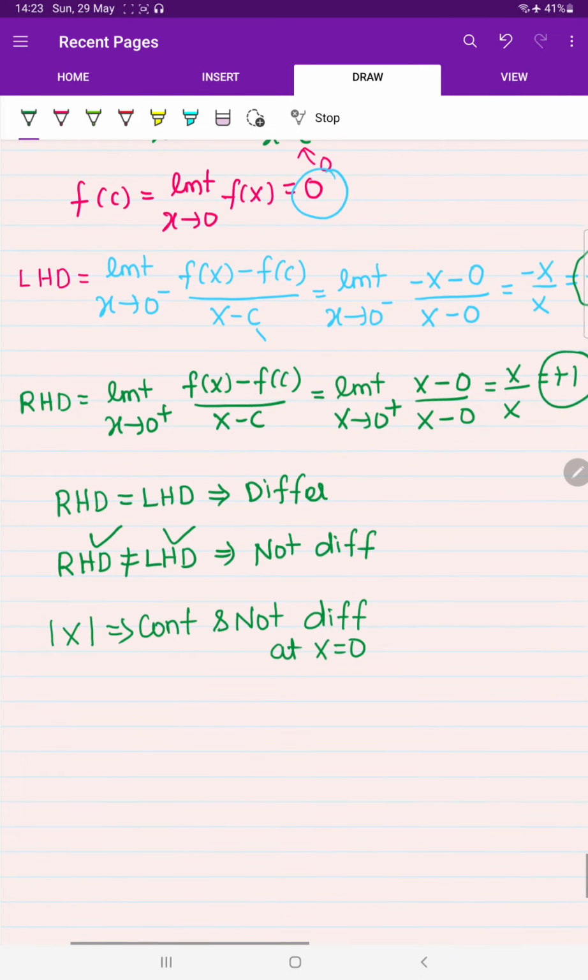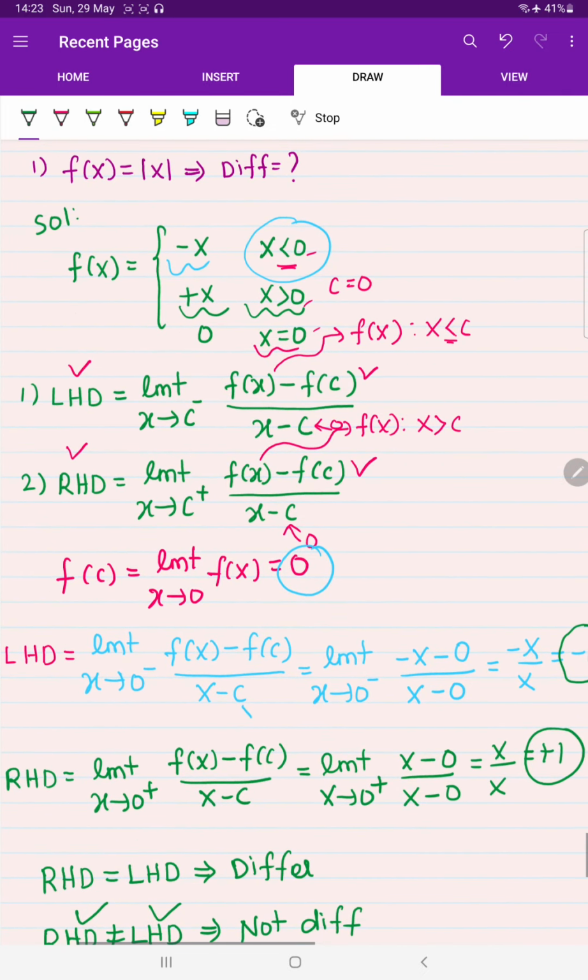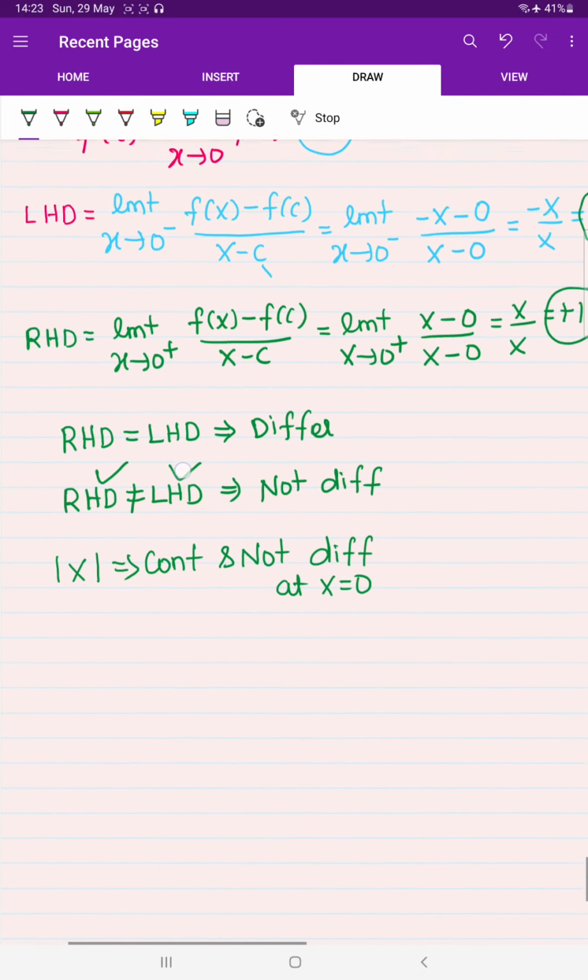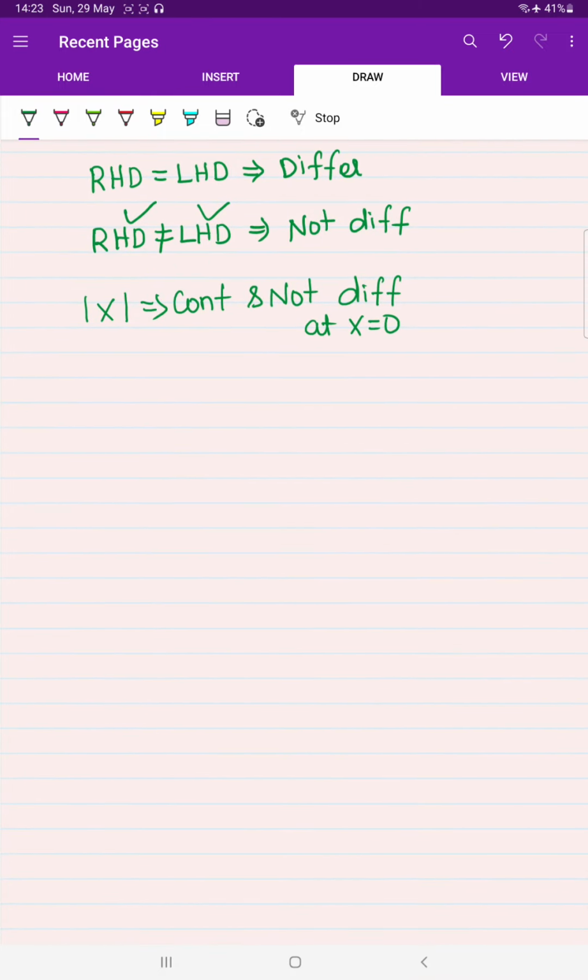If you observe clearly here, I am dealing with this function at x equal to 0 only. So mod x is continuous everywhere, but it is not differentiable at x equal to 0. That is the answer for this question.